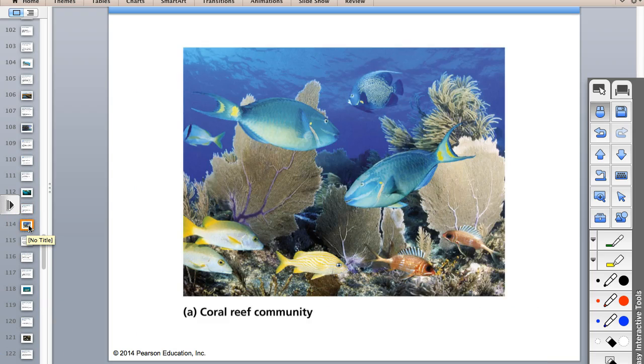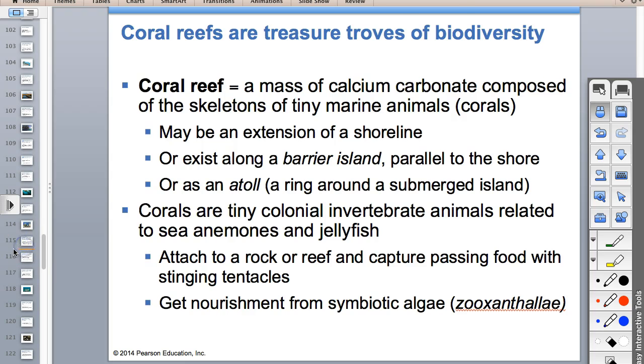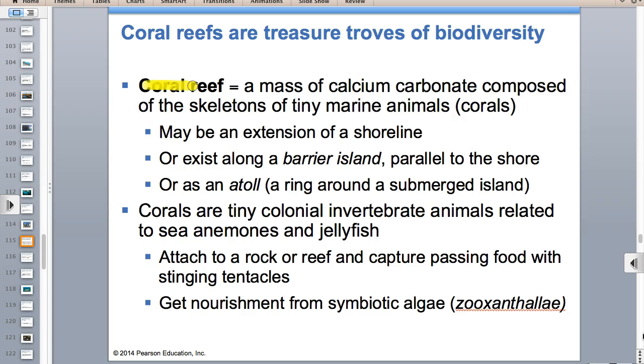Notice the sea otters and things were on there, but I'm just connecting back. So coral reef, huge biodiversity. Some of the best biodiversity on Earth, second only to tropical rainforest. So anyway, there's the word I've been talking about for 3 weeks. Coral reefs are masses of calcium carbonate made from the skeletons of marine animals.